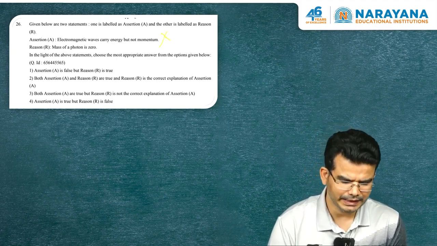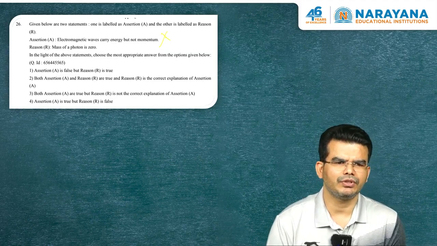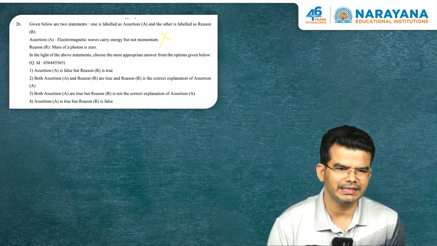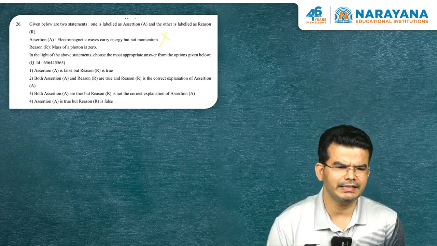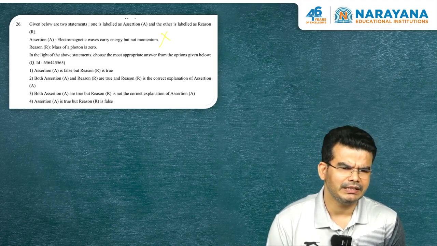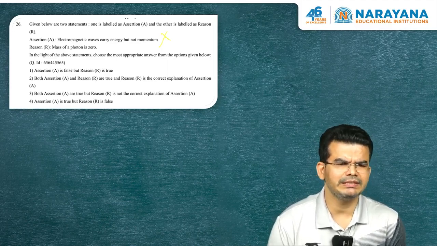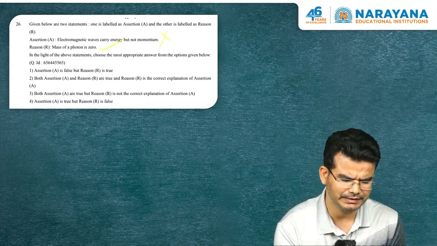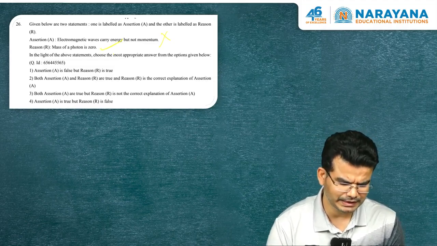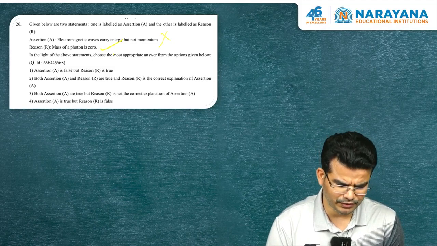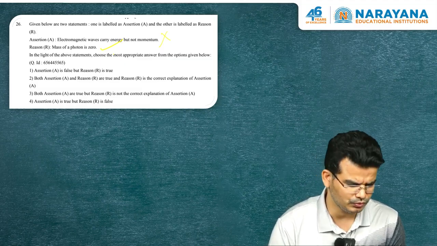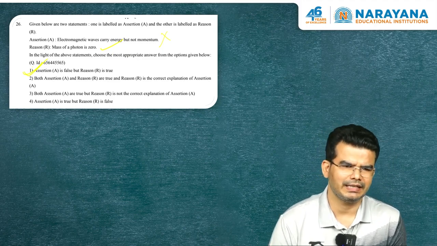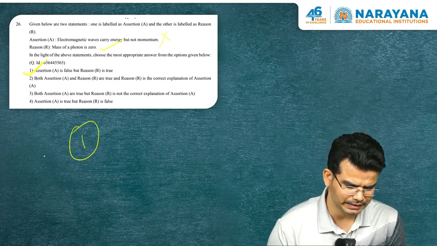Second statement is: mass of photon is 0. Actually we know that for a photon its rest mass is 0. Although here mass is written, we will assume that the examiner is talking about rest mass. So the second statement is correct. So the correct answer is that assertion is false and reason is true. We will go with option 1. So option 1 is the correct answer.